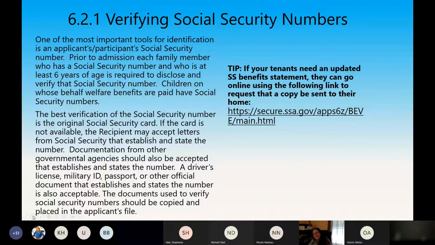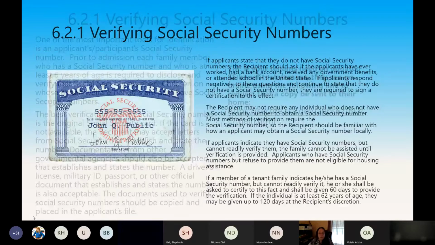If your tenant needs an updated social security benefit statement, you can go online to the following link and request that a copy be sent to their home. So, you can request a benefit statement, but not necessarily the social security number itself.